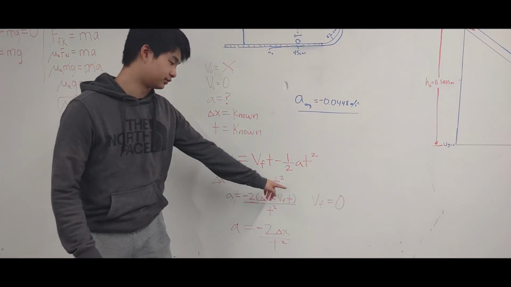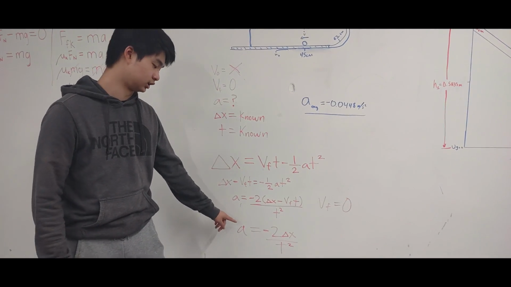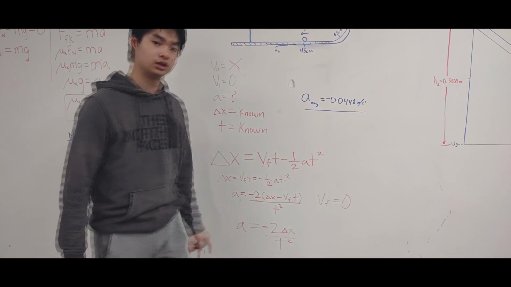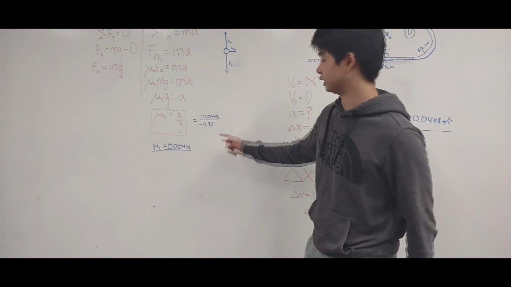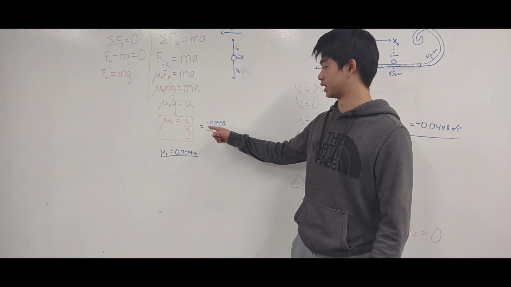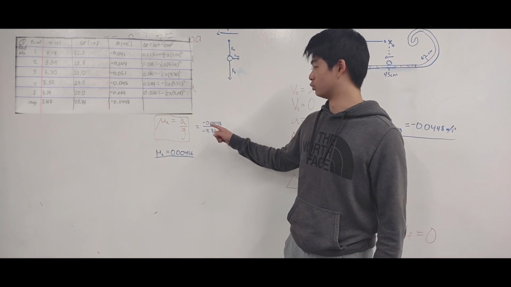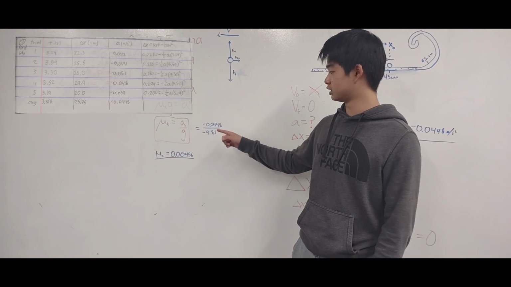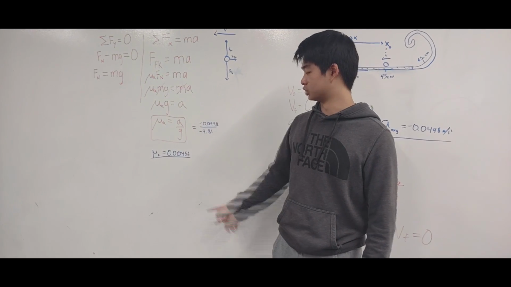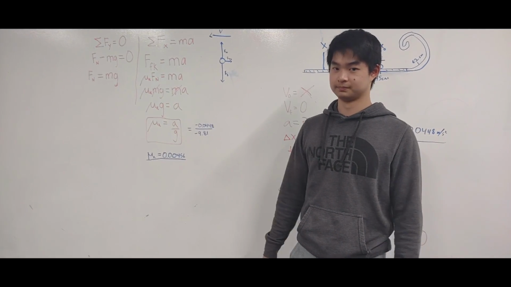But since we know that VF is equal to 0, acceleration is equal to negative 2 delta x over t squared. So coming over here, we can plug that into this equation to find mu sub k, which is just a over g. Once we find our average acceleration, our mu sub k became 0.00456.